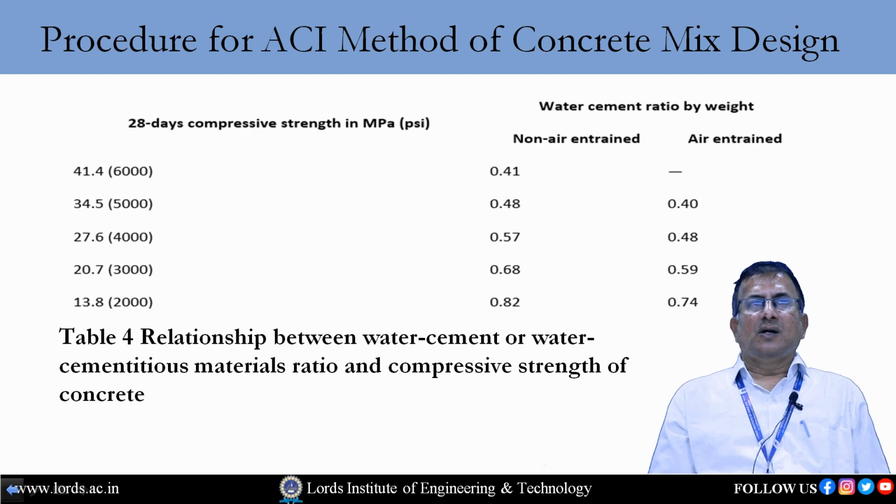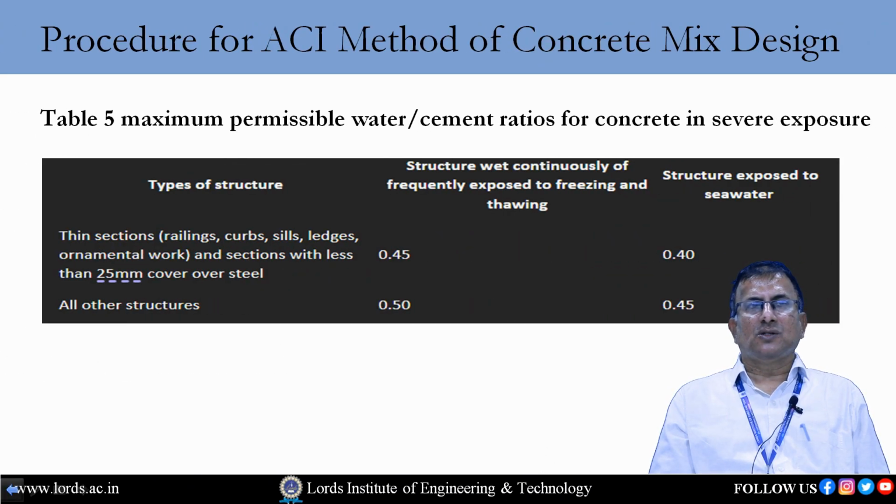Now here, for maximum possible water cement ratios for the exposure conditions, suppose you take the type of structure: thin sections like railings, curbs, sills, ledges or ornamental works, and sections with less than 25 mm cover over the steel. If it is exposed to freezing and thawing, the value of water cement ratio we should consider is 0.45, whereas for structures exposed to seawater, the value of water cement ratio that we should take is 0.40.